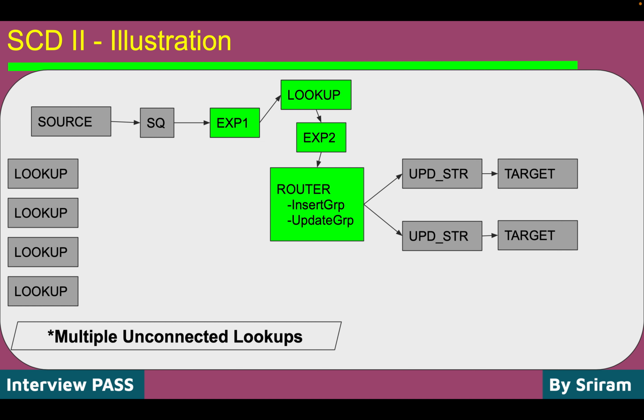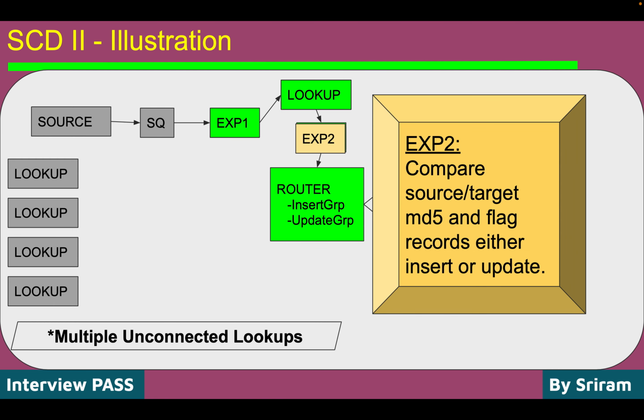Now expression 2 has the input MD5 value for a particular source record, and from the lookup we have the target value if it is already present. If it is not present, then it is an insert path. If it is present, then we have to find out whether it is an update path or an insert path or both paths. So expression 2 is used to compare the source and target record using their MD5 values. If the MD5 values are exactly the same, that means we have the record in the target already. There is no need to load this record because there is no change.